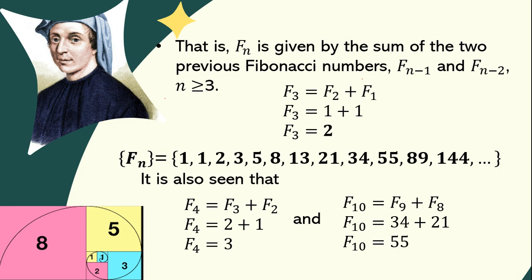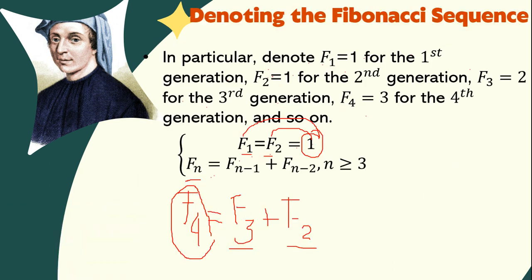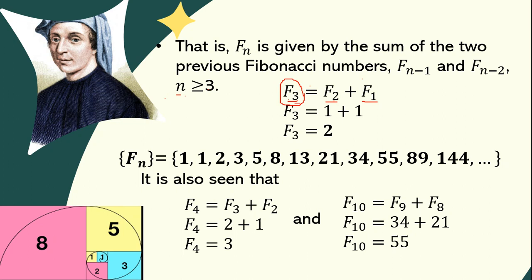So for example, our n is equal to 3, so f of 3 is equal to, again, the two generations before f sub 3. Therefore, it's f sub 2 and f sub 1, which were given earlier. F sub 2 is 1. F sub 1 is 1. So 1 plus 1 is equal to 2. So f sub 3, the third generation, is the number 2.